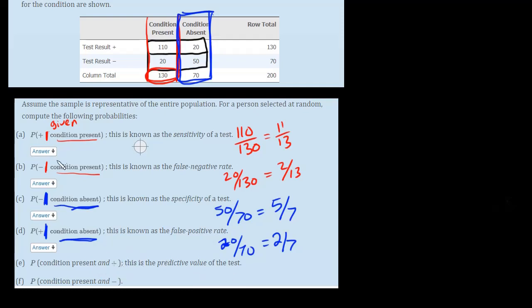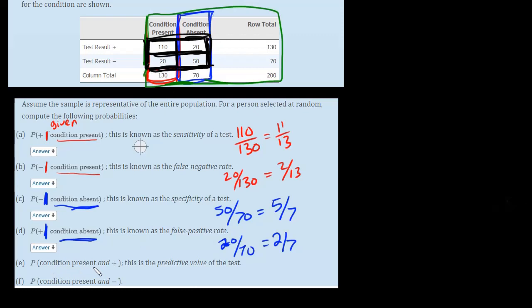Condition present and positive. Now, you do not see a bar. There's no bar here. So whenever you do not see a bar, right, we are living in the land where there's all of this data, right? We have all of this data here. We're in the total, we're looking at everything, okay? In particular, this original black box is actually our data. And then everything else is just row totals and column totals, okay? So we have this data here in this black box.